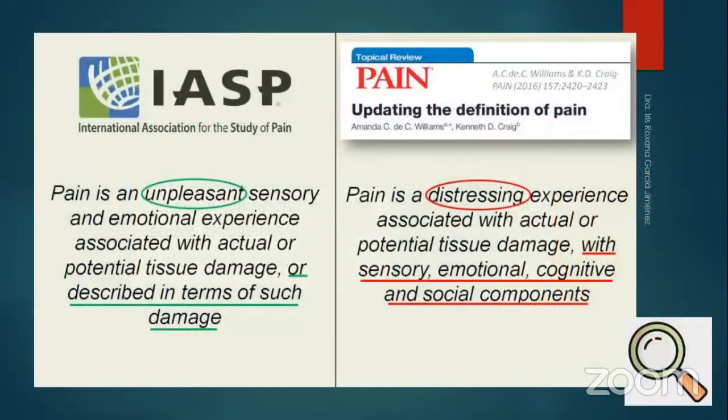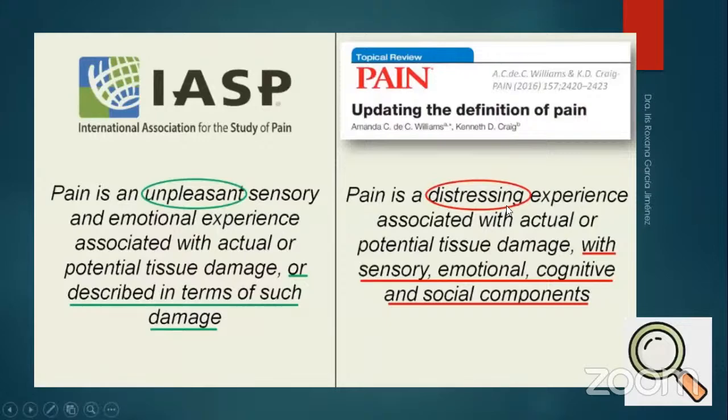Of course, we have the meaning of pain, and we have two international definitions from the IASP, the International Association for the Study of Pain. Pain is an unpleasant sensory and emotional experience associated with actual or potential tissue damage, or described in terms of such damage. Okay, one definition, an international one.